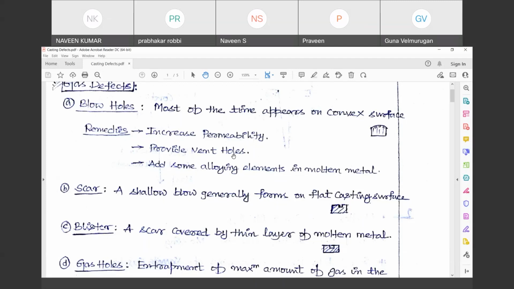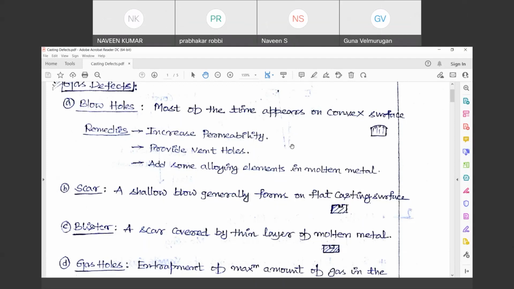Next is provide vent holes. If you remember, there are some spikes that are used to punch into your molding sand, creating some holes, so that the gases can escape. And next, add some alloying elements. Obviously, if you're adding alloying elements, they will eat away these gas bubbles. As these gas bubbles are eaten away, blowholes will not be formed. So these are the remedies.